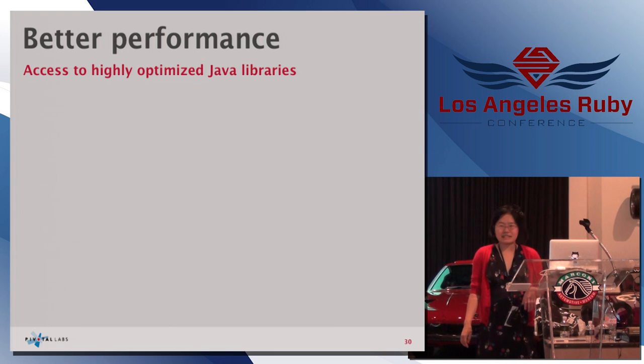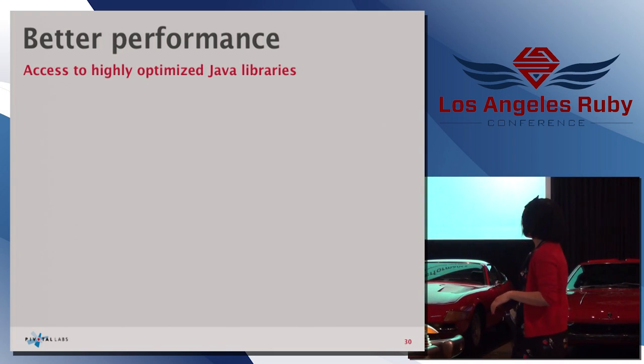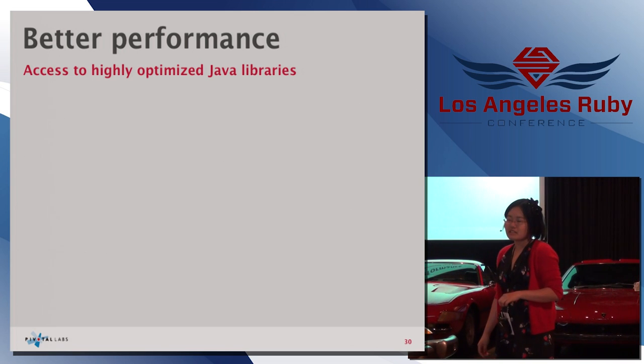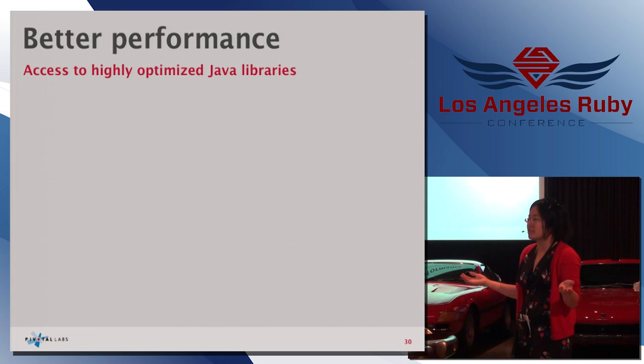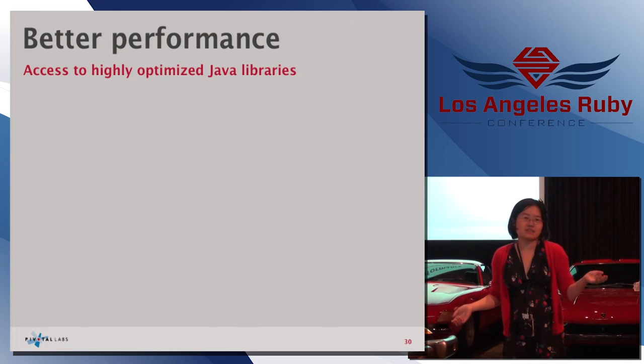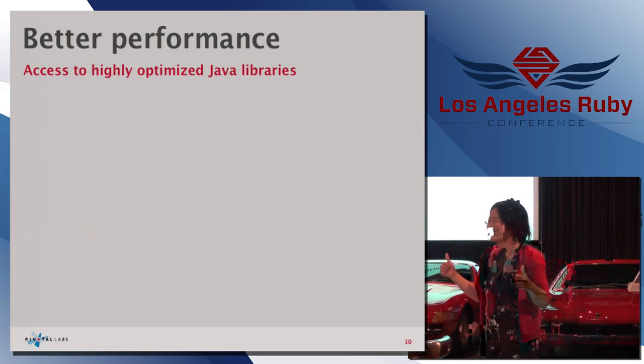All right, so another reason for better performance is that you have access to highly optimized Java libraries. What I mean by that is that, for instance, if you want to parse XML using JRuby, it's really fast because you can use the Java library for XML parsing. Yeah, Java's really good at XML parsing.